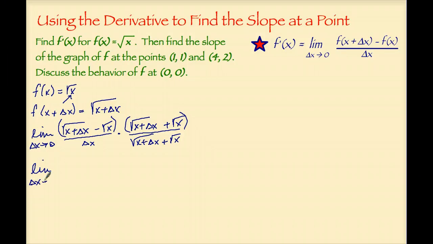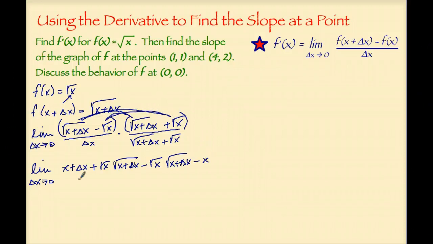We'll have the limit as Δx approaches 0 of the square root of x + Δx times the square root of x + Δx, which is simply x + Δx. The square root of x + Δx times the square root of x is the square root of x, the square root of x + Δx. This is a bit of an awkward term, but we're going to leave it like that because what's going to happen next is we get the negative of this exact same term. And for our final multiplication, the negative square root of x times the positive square root of x gives us negative x.